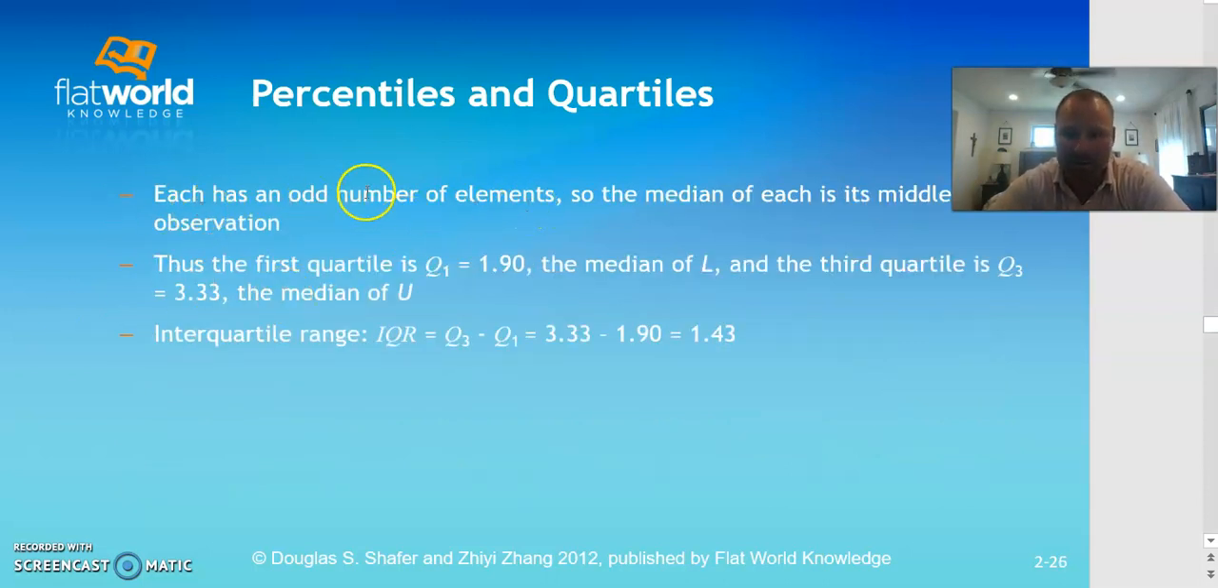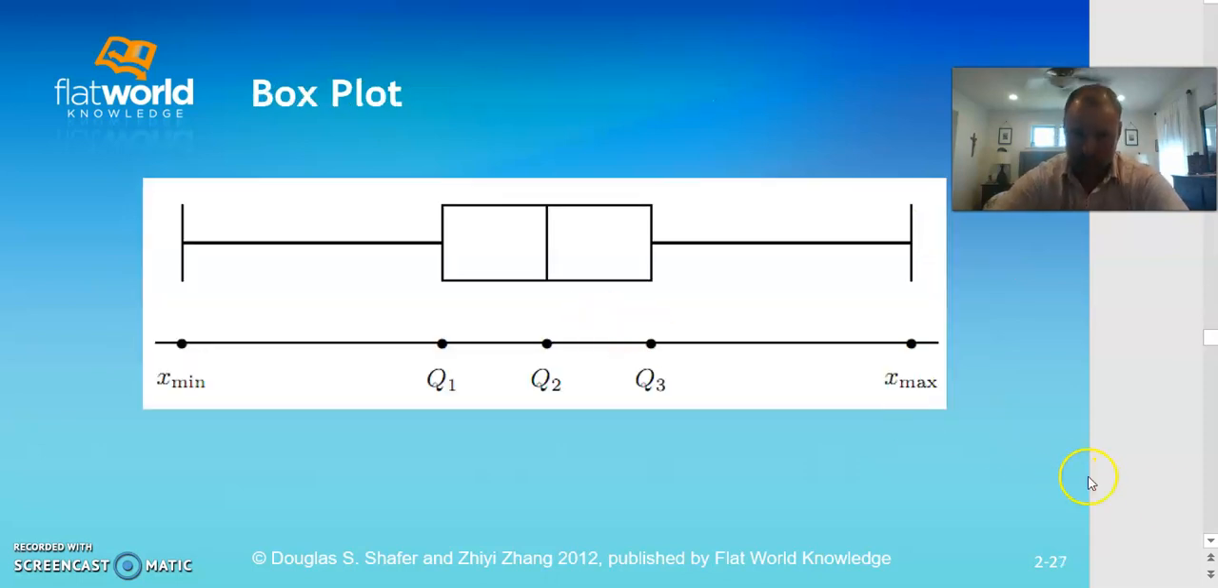And then we have our quartiles here. So based off of this, the first quartile is 1.90. It's the median of the lower group of values. That would be that set L that was on the previous slide. And quartile 3 would be the median of the upper group of values, okay? The interquartile range, obviously we're just taking Q3 and subtracting from it Q1, and that's going to get us our interquartile range.